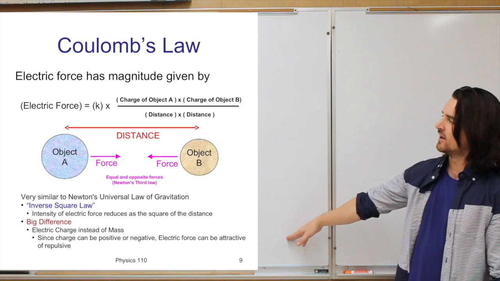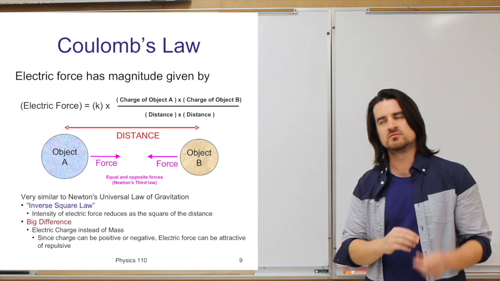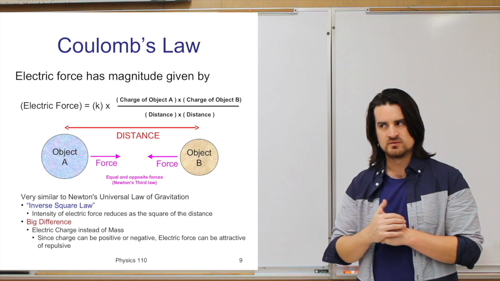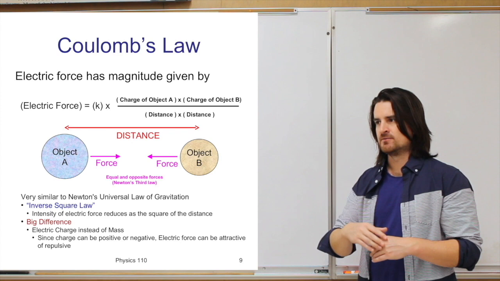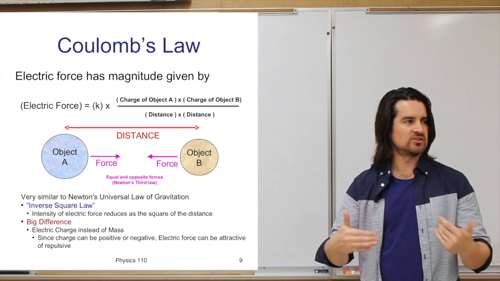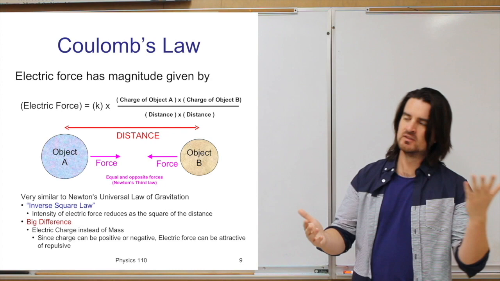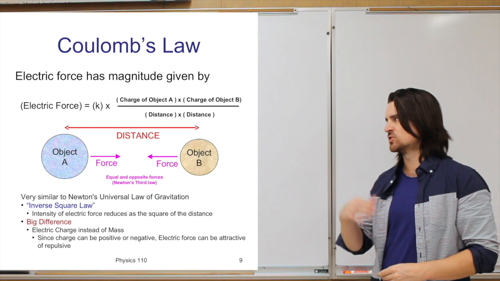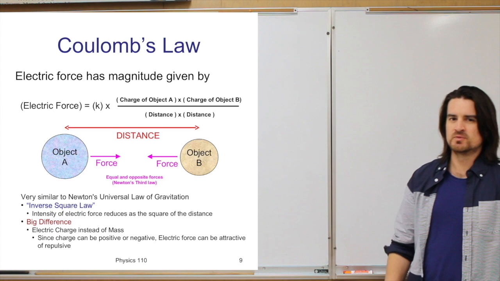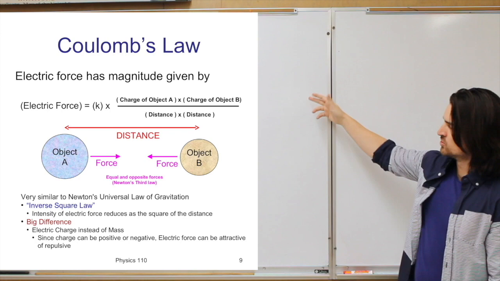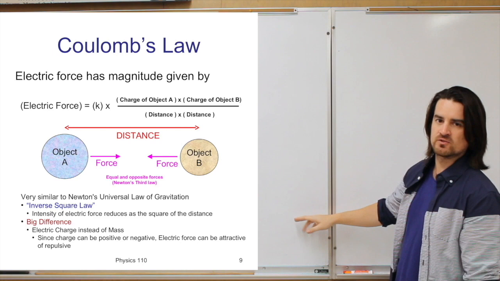The big difference, as I pointed out, is that we're talking about electrical charge now instead of mass. And it turns out that makes electrical forces quite a bit more complicated than gravitational forces, because electrical charges can be positive or negative. If you think about it, mass is really only a positive thing. Something has a mass of a kilogram, or 10 kilograms, or 568,000 kilograms. Something can't have a mass of negative 5 kilograms, is the point. But electrical charge can be positive or negative. So this ends up making the electrical force a bit more complicated than gravitational force. But the form of it is the same, proportional to two properties of the objects, charge in this case, mass for Newton's law of gravitation, and inversely proportional to the square of the distance.